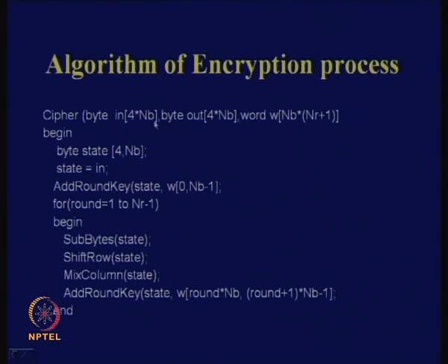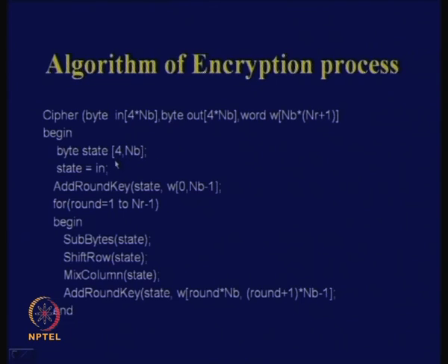If I summarize this in the form of a pseudo algorithm, this is how it will look. You take the input and you need to produce your output, and the entire key you essentially have stored in a linear array, for example named W. Who is giving you these keys? The key scheduling algorithm. You gave only a small key, and from there you have generated a big key, which supplies the keys per round.